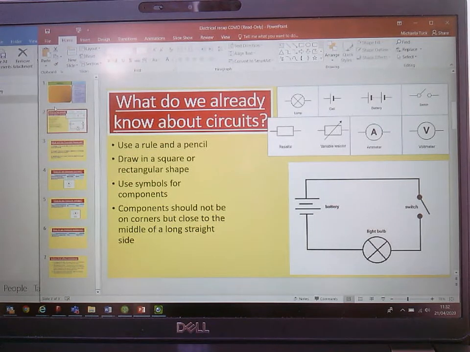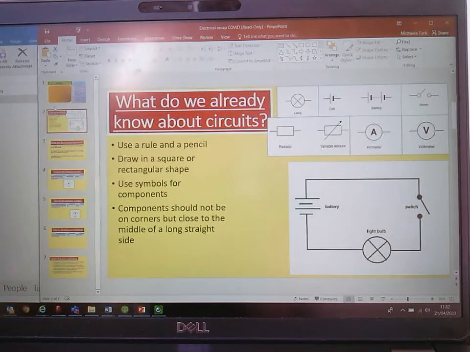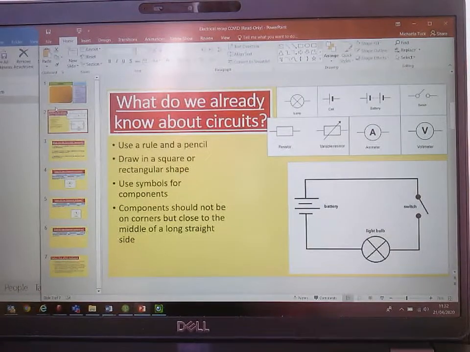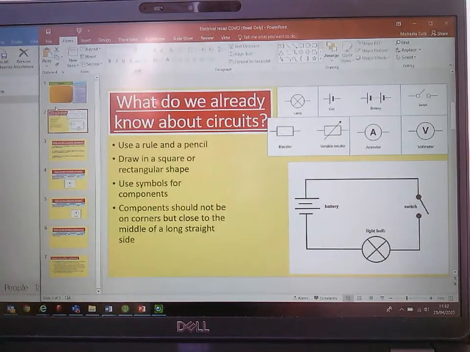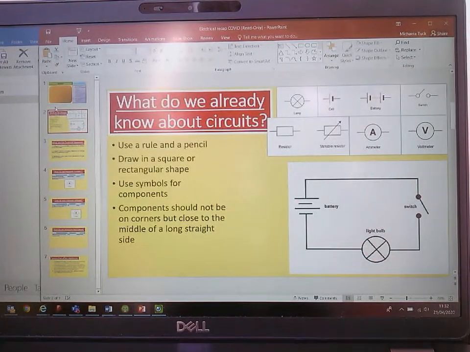We also talked about drawing circuits, and we said that we always use a ruler and pencil. We always draw the wires in a square or rectangular shape, nothing else. We always use the symbols for our components. We don't draw what they look like, we draw using these symbols. And the symbols should always be somewhere within the straight. So you can see here and here and here. The symbols are actually within the straight part, they're not on the corner.